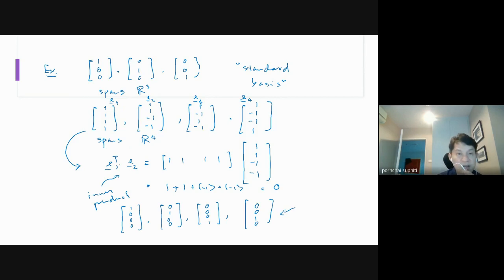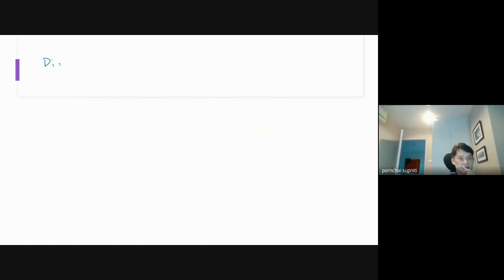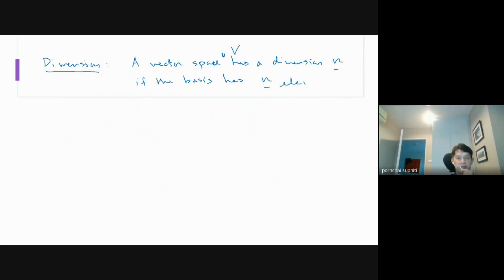Next concept is called dimension. So in matrix analysis, what do we mean by dimension? We say that a vector space, called V, has a dimension n if the basis has n elements.